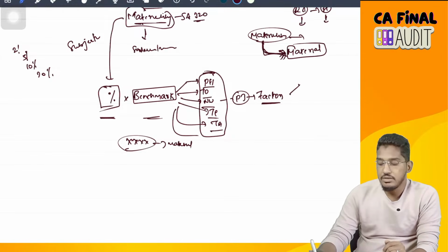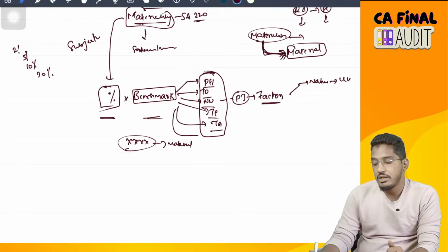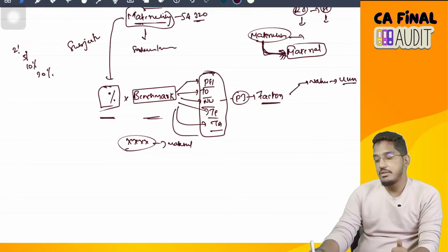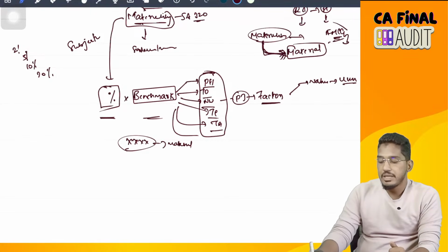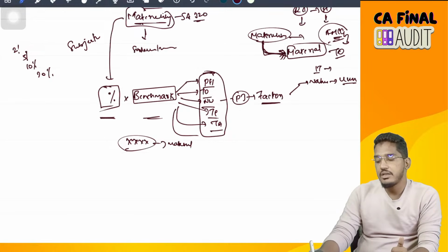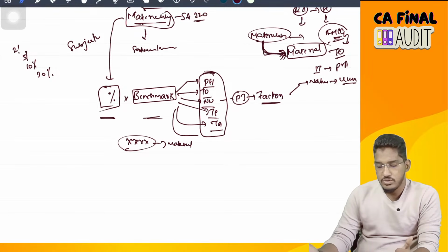You will consider the nature of the industry, to which industry's audit you are doing, and in that industry, what are the users' expectations. Like for example, in an FMCG company, people are more interested to know about turnover. So if I'm conducting the audit of an FMCG company, I will take turnover. If you are conducting the audit of an IT company, people in the IT industry are more interested to know about the profits. There I will take profit as a benchmark. So it depends on the nature of the industry and the users' requirements.